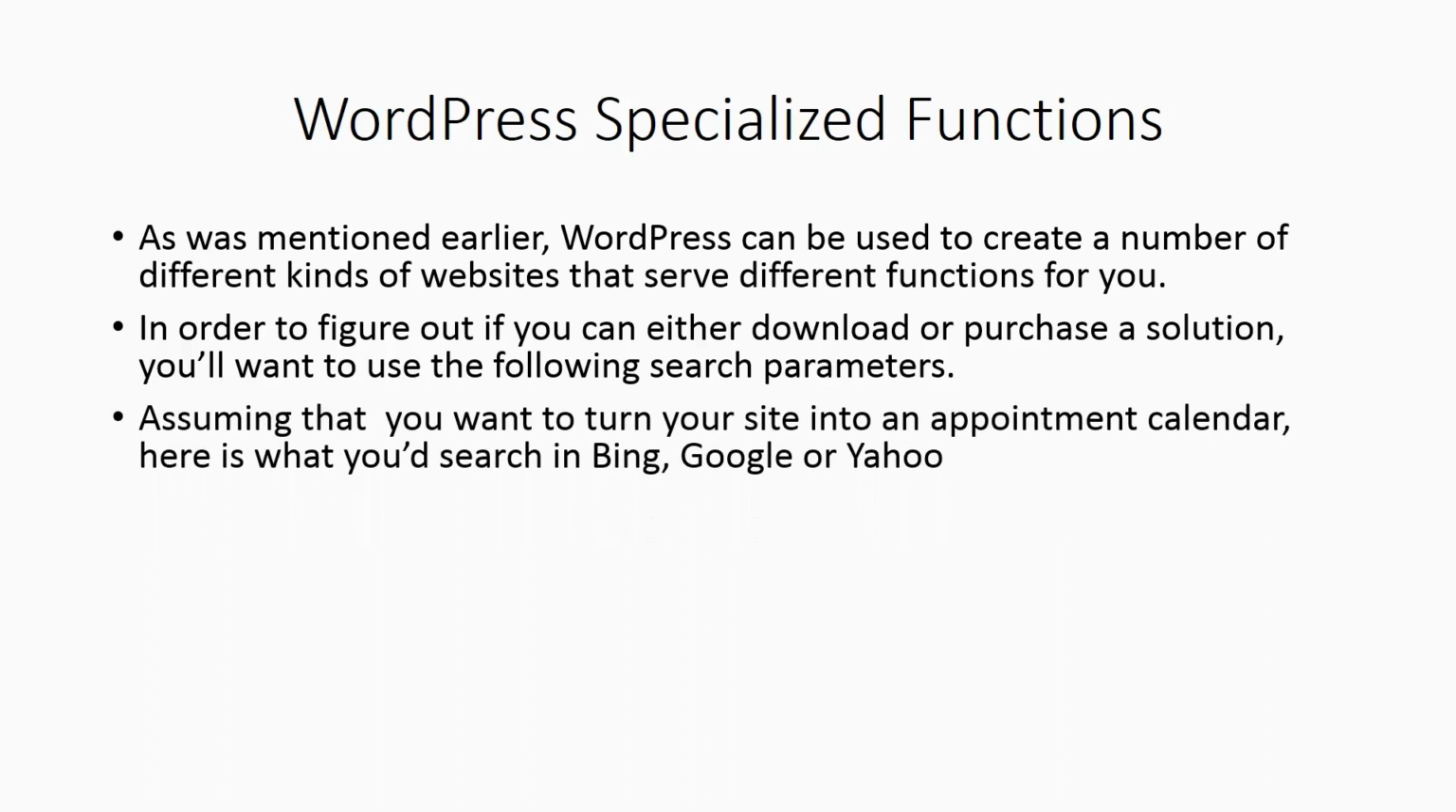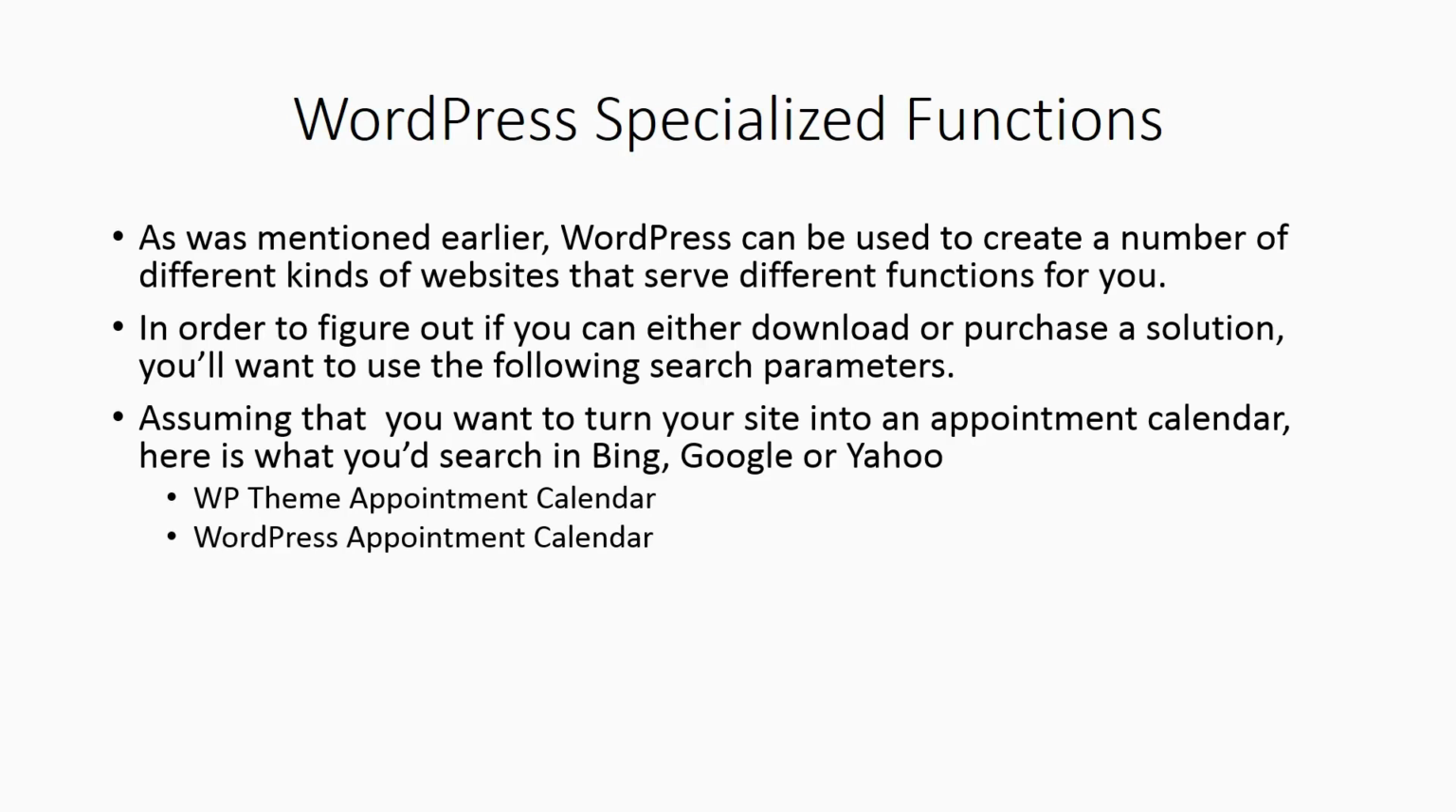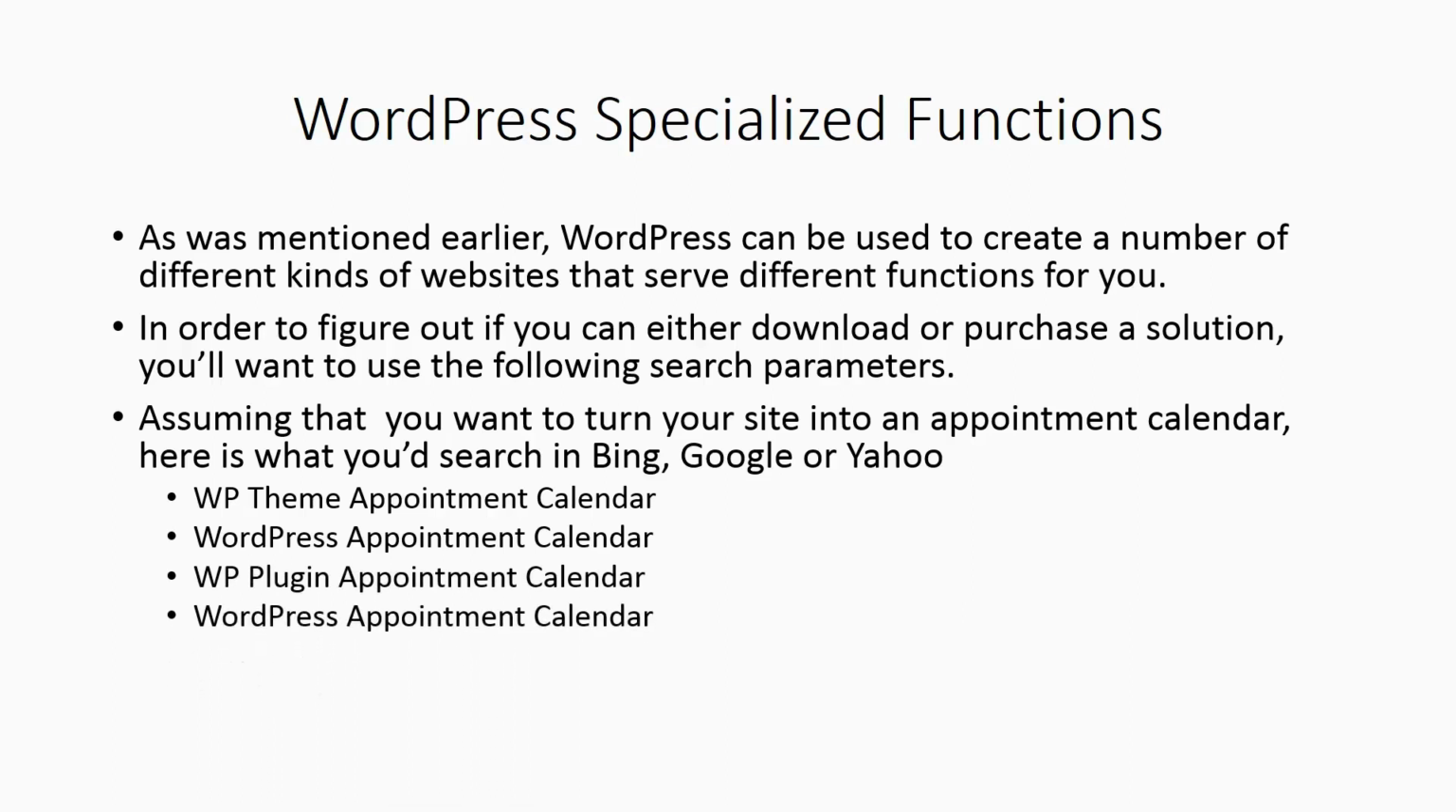Assuming that you want to turn your site into an appointment calendar, here is what you would search in Bing, Yahoo, or Google. You would search WP Theme Appointment Calendar, or you'd search WordPress appointment calendar, or even WP plugin appointment calendar, or WordPress appointment calendar. So let's take a look.